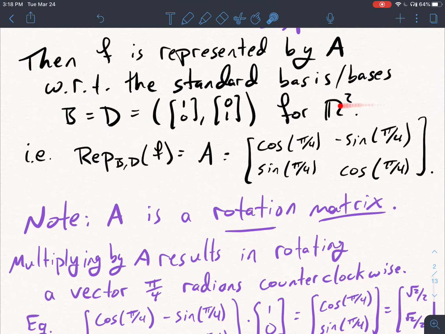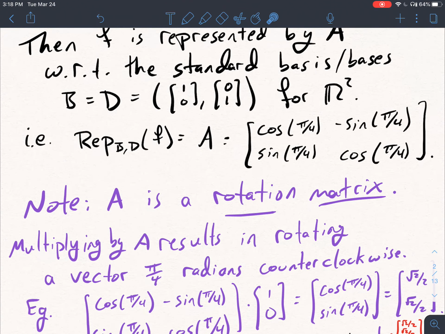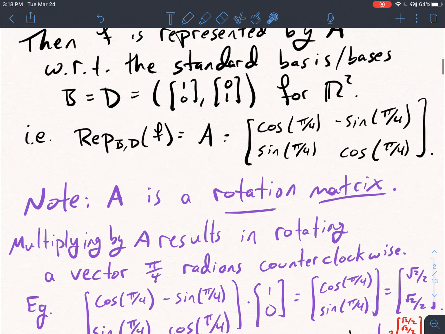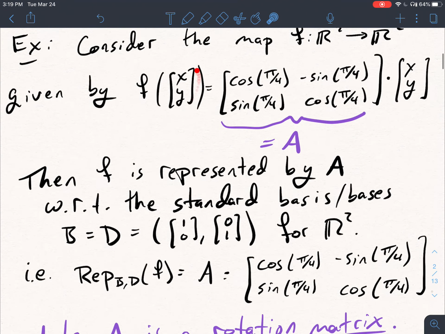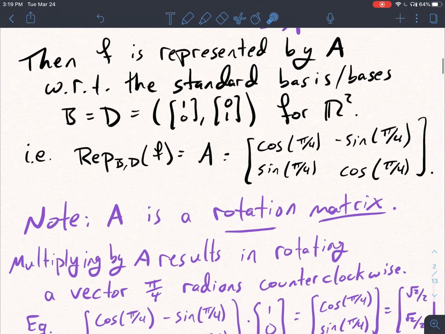So this matrix right here is called a rotation matrix. Multiplying by this matrix, this is what it means to be a rotation matrix, results in rotating a vector, in our case, pi over 4 radians counterclockwise. And so an example of that would be this whole term, which is F of (1, 0). F of (1, 0) says take our rotation matrix and multiply it by (1, 0).